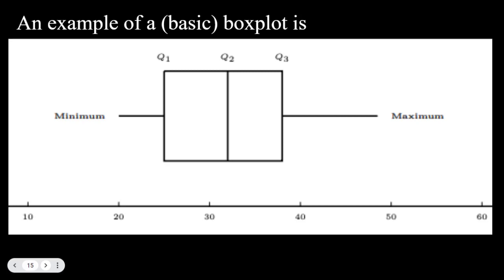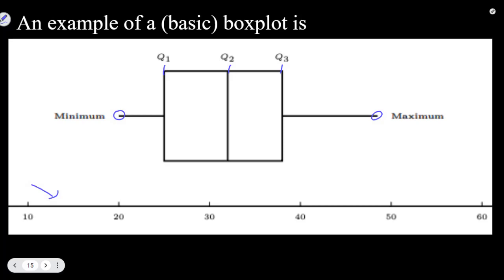Here's a very basic example of what a box plot would look like. Notice you will have your minimum point marked on the far left, you'll have your maximum point marked on the far right, and then each of your quartiles is going to be marked in the middle. And another thing to notice that's very specific here is your scale is very even. They're going up by tens each time.